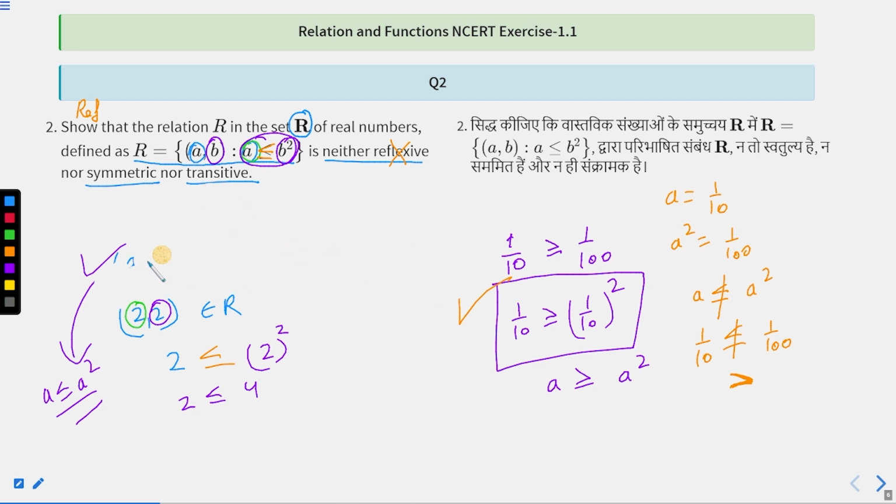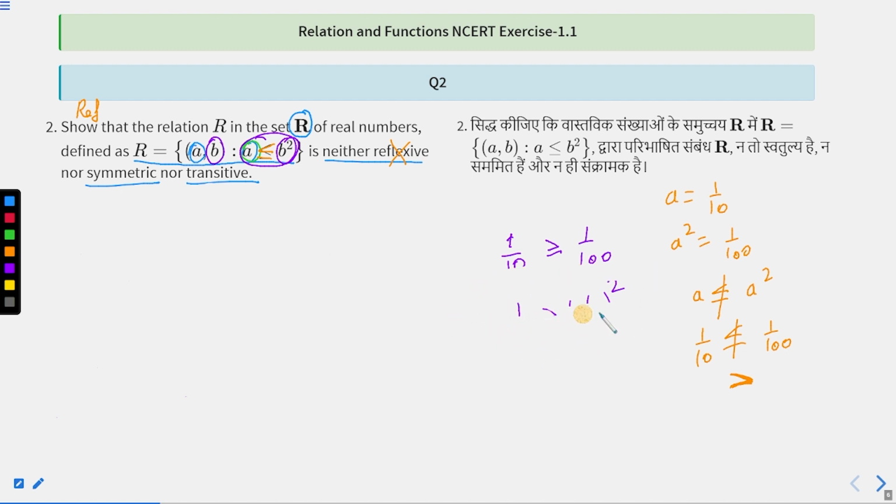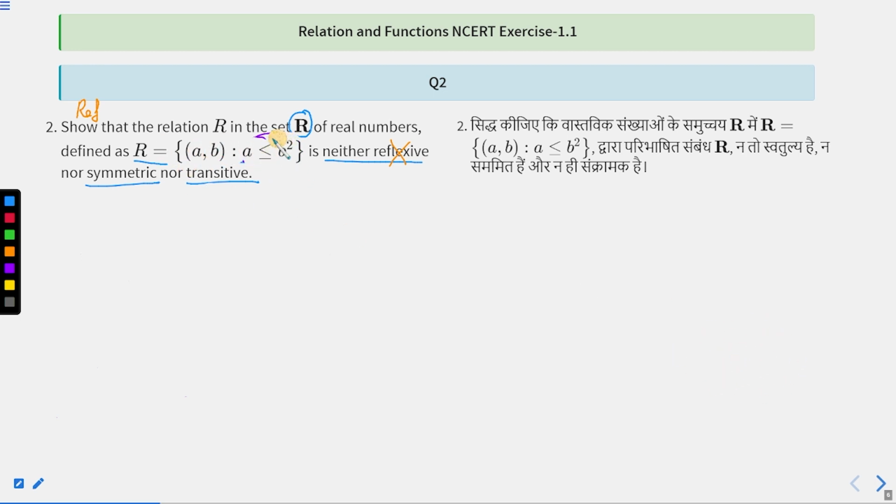Now let's check for symmetricity. Is this symmetric? As already given, it is neither reflexive, nor symmetric, nor transitive. So the thing we need to find here is a contradictory example which doesn't obey the definition for the relation to be satisfied. So for the symmetric relation, let's try to prove that it is not symmetric.